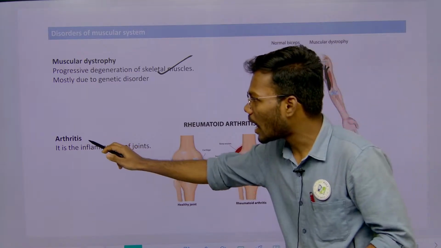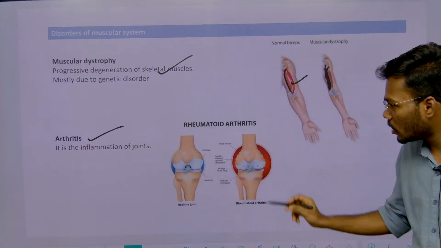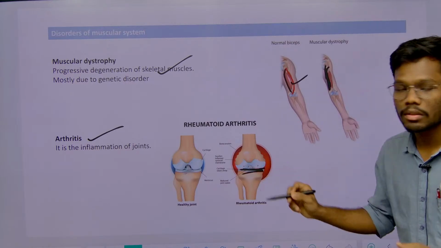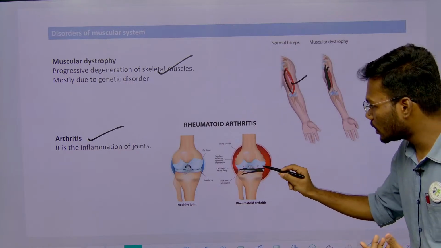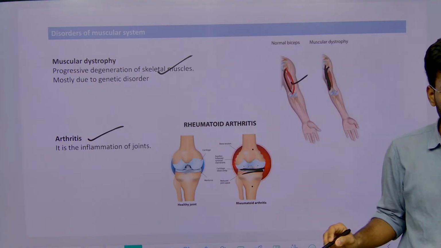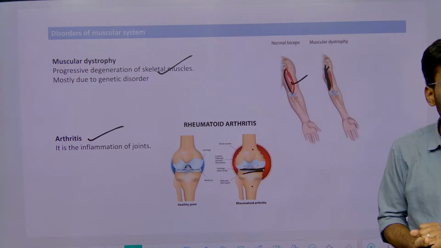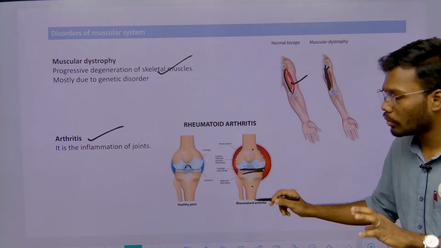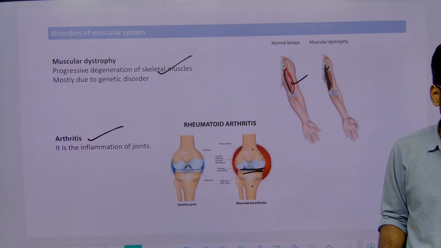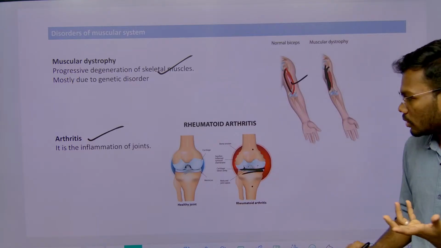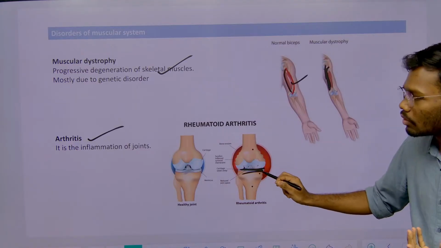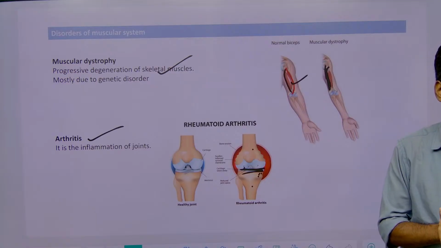Next one is arthritis. Inflammation in the joints. We know, right? Here we have what fluid? Synovial fluid. Because of the synovial fluid only, these two bones are moving. Whenever there is movement, it is good. For example, if all this synovial fluid was over, or some other inflammation happened in this area, then what happens? This condition is called arthritis.